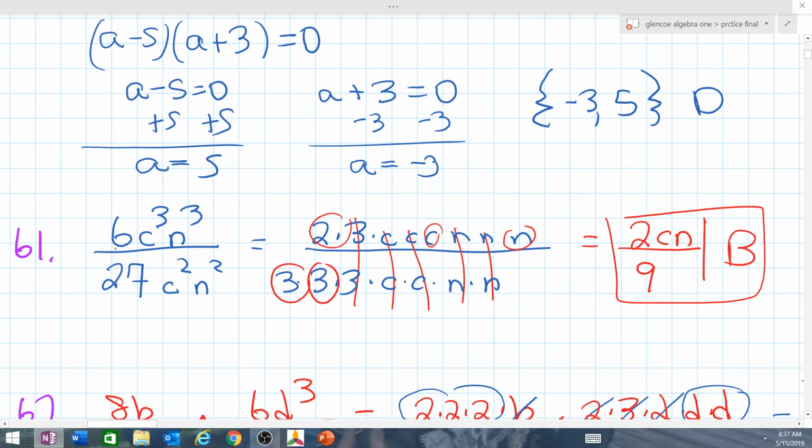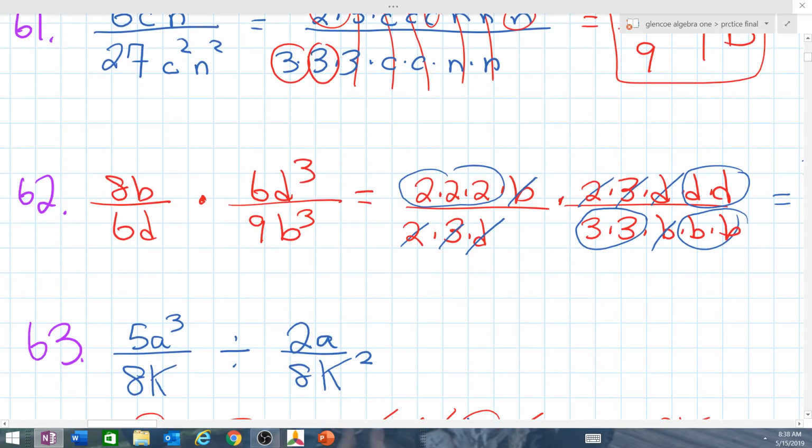So what we're going to do is prime factor 6 as 2 times 3, c cubed as c times c times c, and n cubed as n times n times n, over 27c squared n squared, which is 3 times 3 times 3 times c times n times n. We have a 3 that cancels, 2 c's that cancel, and 2 n's that cancel, which leaves us 2cn in the numerator and 3 times 3, or 9, in the denominator. So your answer is 2cn over 9, or answer B. Are there any questions on 61?